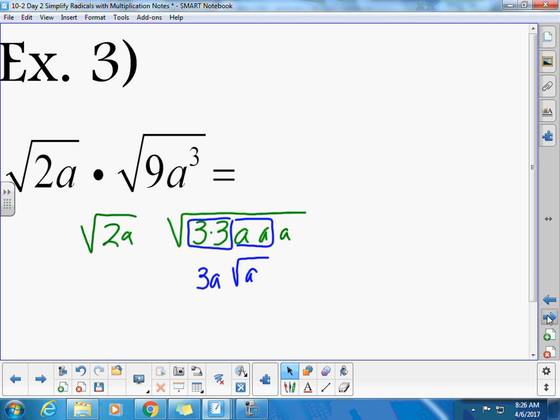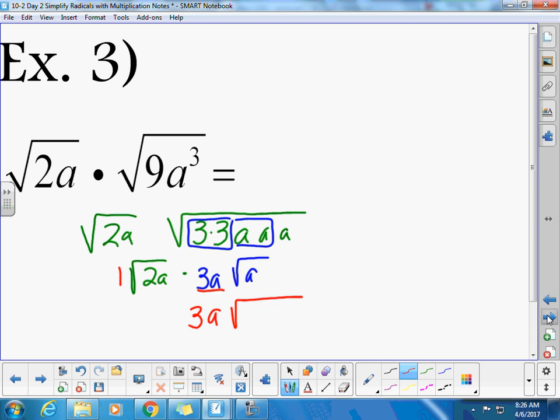And then I still have this 2a. So now the outside times the outside, well this time, this is my outside, this is just a 1. So on the outside I have 3a, and then inside times inside, so I have my 2a here, and I still have my a from here. So now I'm just going to clean up that inside, and I get 3a on the outside still, square root, oh, sorry, look at that.